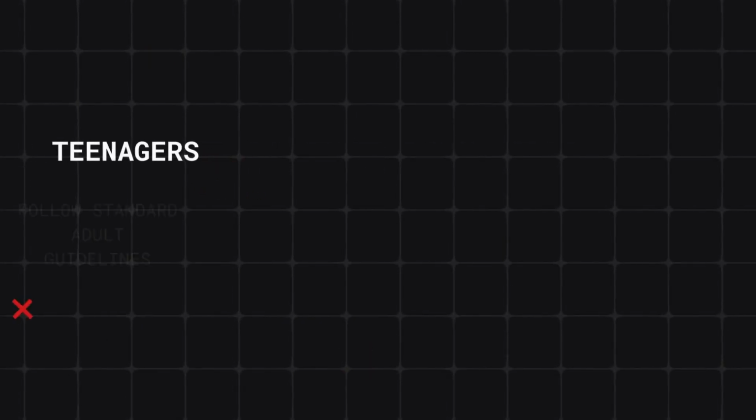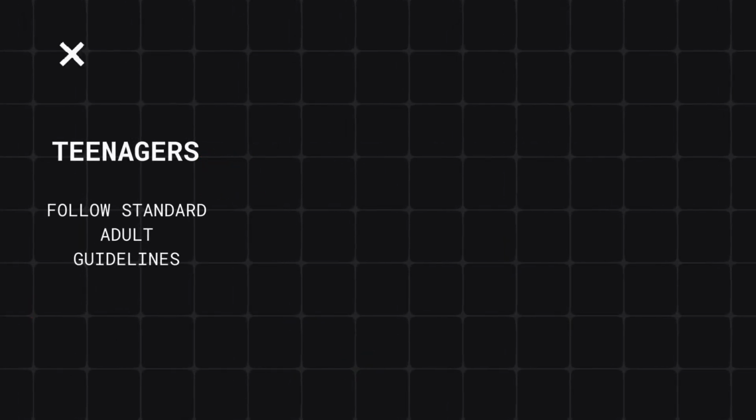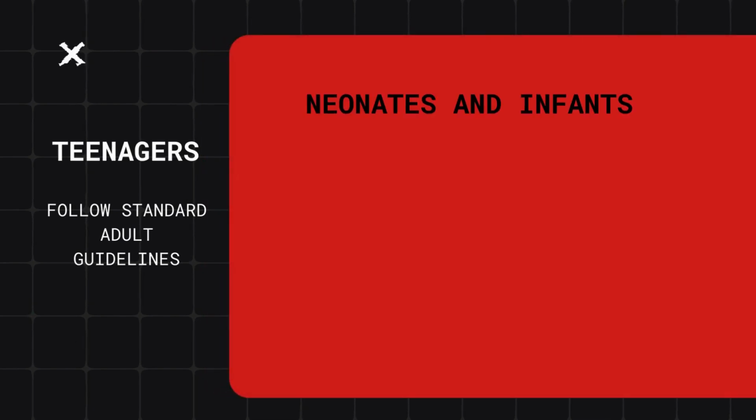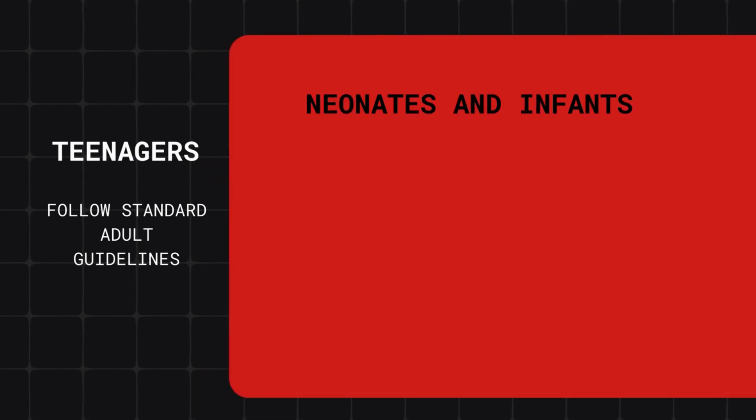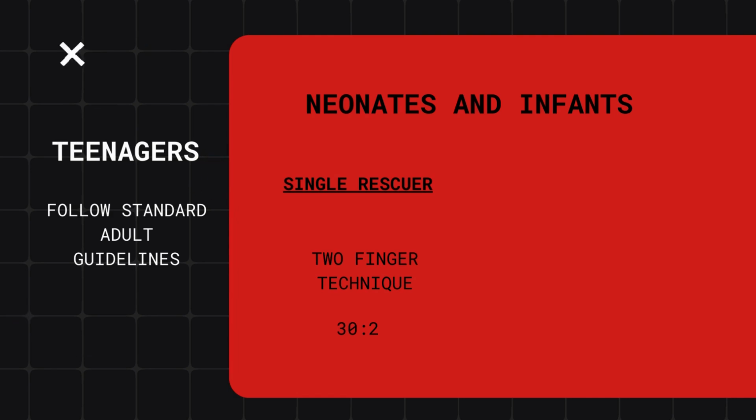For teenagers, we can use the standard BLS guidelines as in adults. While for neonates and infants, the technique depends on the number of rescuers available. If only one rescuer is present, we will use the 2-finger technique. This involves using 2 fingers, typically the index and middle fingers of your dominant hand, to perform chest compressions. Compressions should be done at a rate of 100 to 120 compressions per minute and to a depth of about 1/3 of the chest, with the normal 30 compressions to 2 rescue breath cycles.